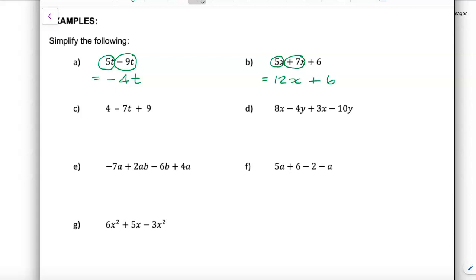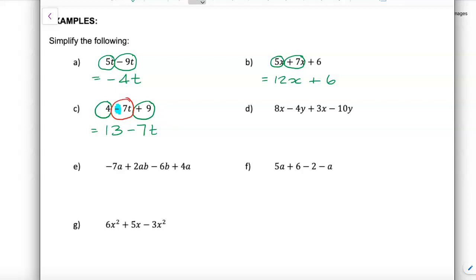In part C, we have 4 subtract 7t plus 9t. I'm going to circle the terms that are like, and that's just the constant numbers here, a 4 and a positive 9. So 4 plus 9 is 13. And then I've got a subtract 7t, and that has no other terms to put with it, so I'm simply going to leave it as take 7t. Remembering that symbol in front of that 7t defines the fact that it's a negative.